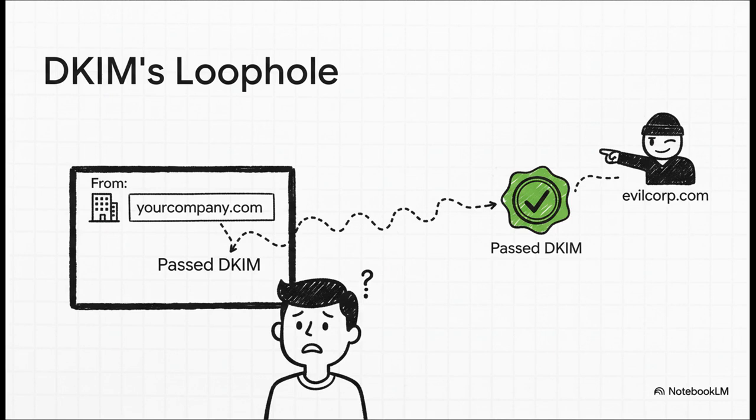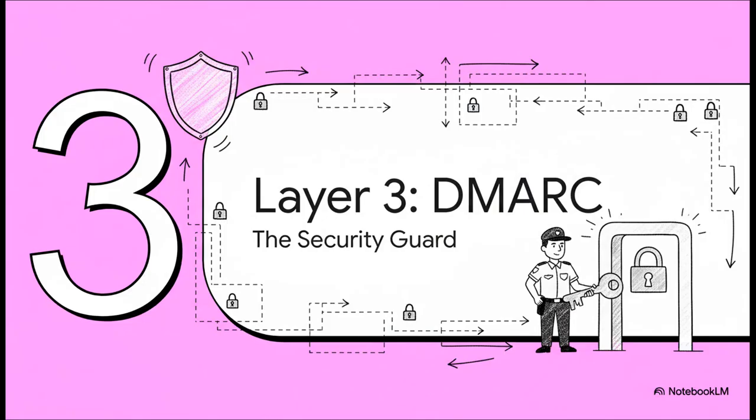An attacker can send a perfectly signed email from their domain, let's call it evilcorp.com, and it'll pass the DKIM check just fine. But they can still put your domain, yourcompany.com, in the visible from address to trick the person receiving it. DKIM by itself doesn't check if the domain that signed the email matches the one the user actually sees. And that, right there, brings us to the most crucial layer of them all, the one that ties everything together and actually makes this whole system work.